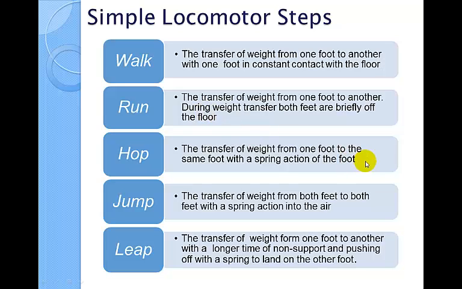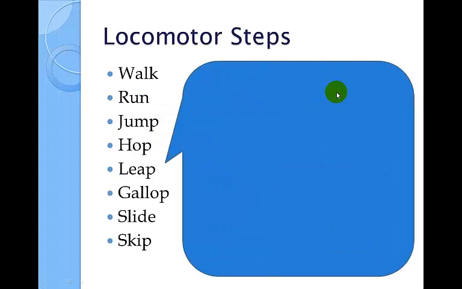Hop is the transfer of weight from one foot to the same foot with a spring action of the foot. And that's pretty self-explanatory. A jump is a transfer of weight from both feet to both feet with a spring action in the air. And a leap is the transfer of weight from one foot to another with a longer time of non-support and pushing off with a spring to land on the other foot. So these are the simple locomotor steps.